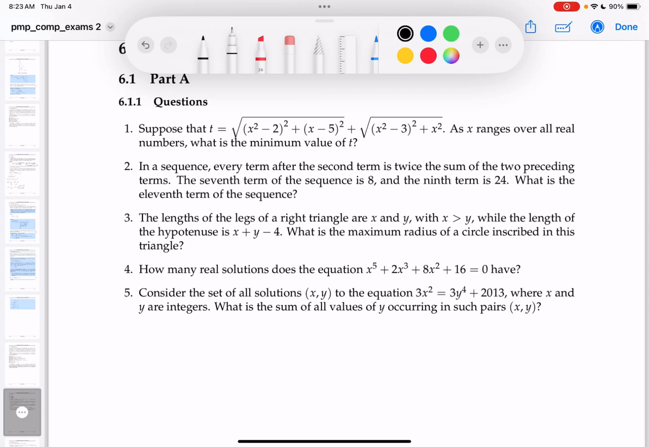Okay, so we're on problem number one, and looking at it, they want me to, I see a function of x, they call it t. It says as x ranges over the real numbers, what's the minimum value of t? So it's like we have a function to minimize. And certainly you could take the calculus approach or look at this and probably see something. I'm hoping I'm seeing something right away, by the way, and maybe do it an easier way.